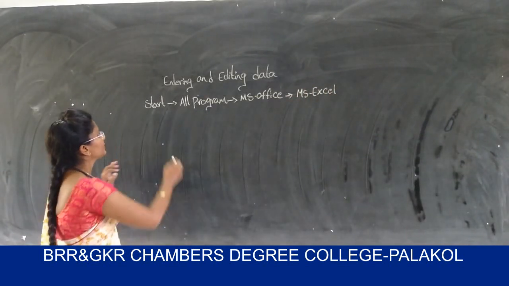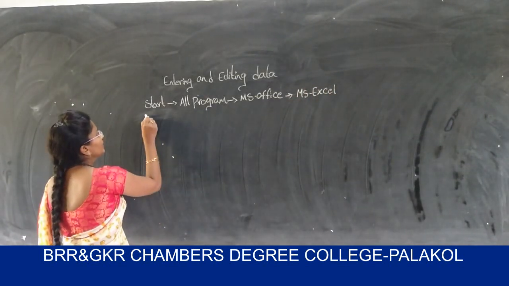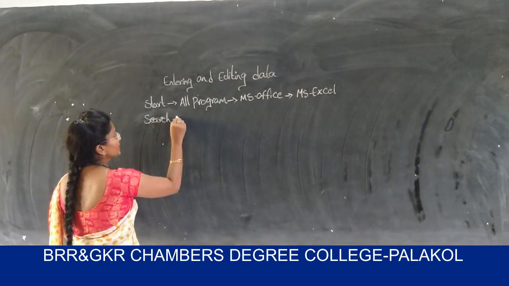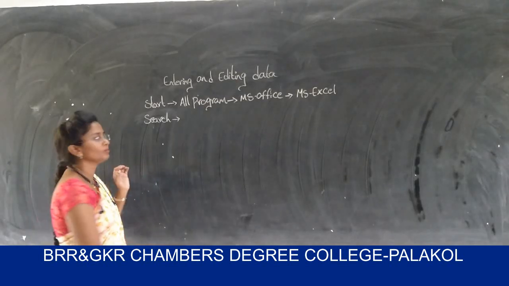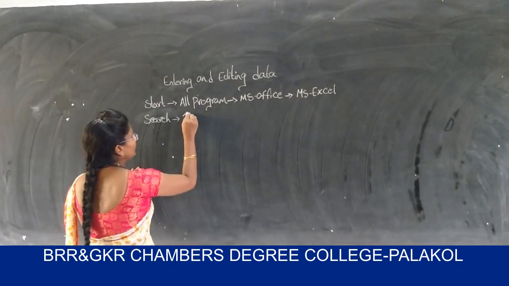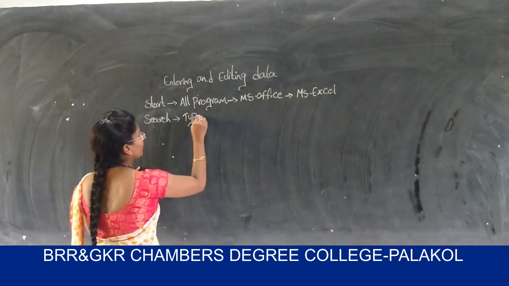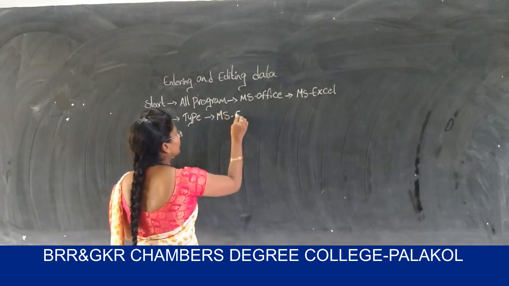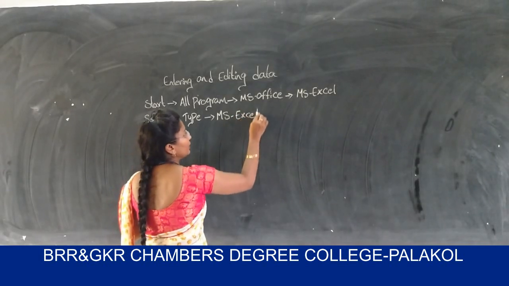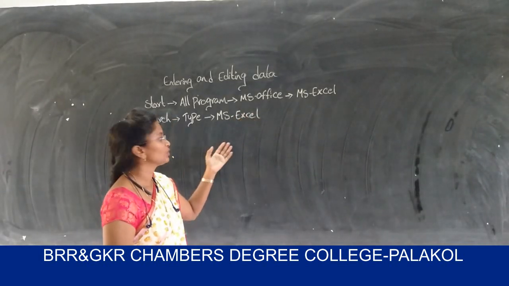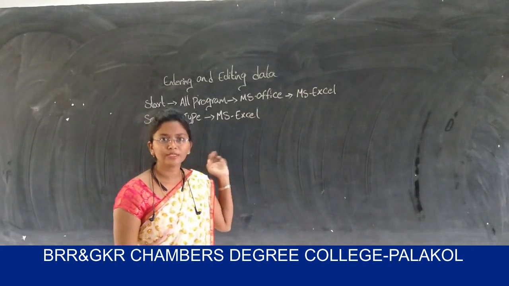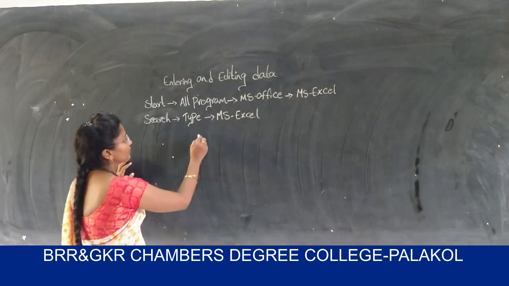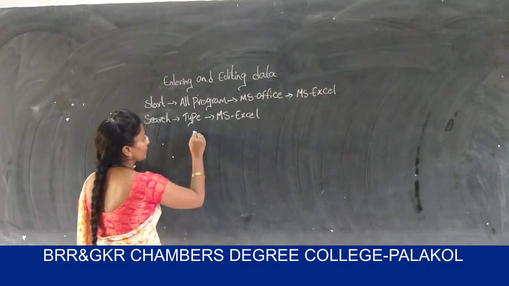And the second way to open the MS Excel is to click on the search bar. You can find the search bar next to the Start button. Click on the search bar and then type MS Excel in that search bar. If you type MS Excel in that search bar, then automatically the MS Excel spreadsheet will appear on your screen.